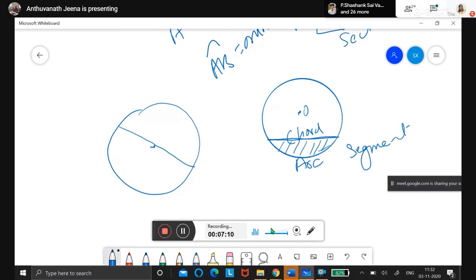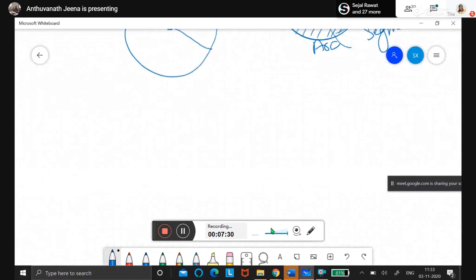So in segments we also have a minor segment and a major segment. We are going to learn the details in the area of the circle chapter. Now we will learn only about tangents in the circles chapter. These are all introduction. Let us go to tangent.